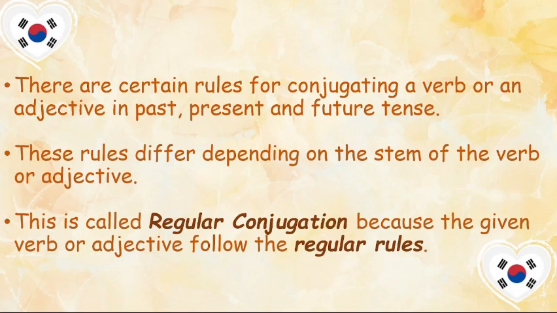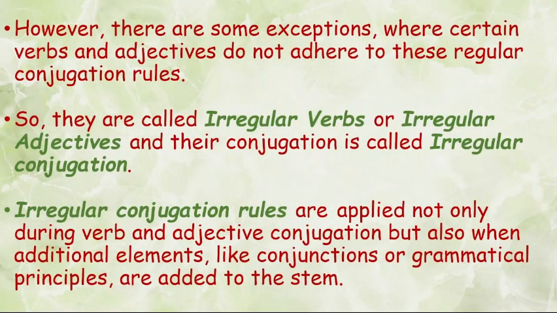Okay. Now we know that there are different rules for conjugating a verb or an adjective, and these rules differ depending on the stem of the verb or adjective. We know that if the stem ends with a vowel, then there is a different rule of conjugation. If the stem ends in a consonant, then there is a different rule, and then there are particular cases, right? So this is called regular conjugation, okay? Because there is a given set of rules that the verbs or adjectives follow, and that is why it is called regular conjugation. But there are some exceptions.